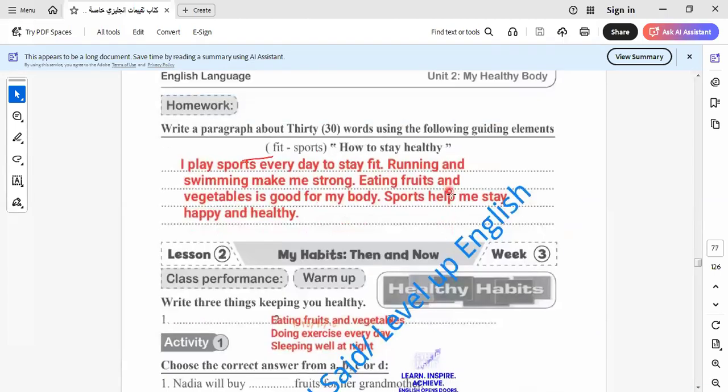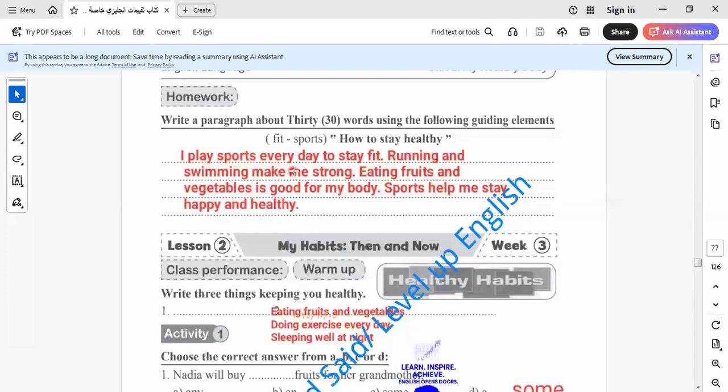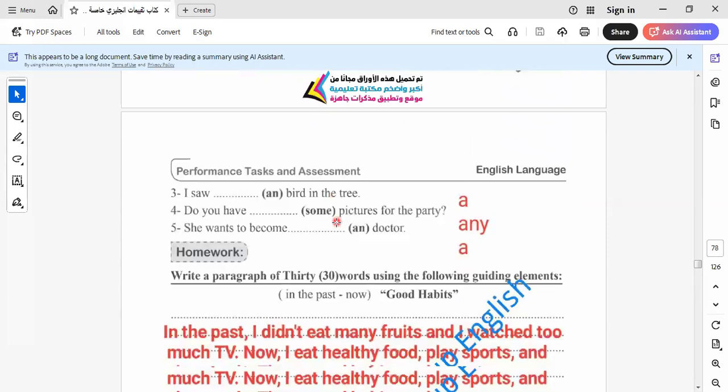Here is a paragraph. Let's do it together. This paragraph is about how to stay healthy. Let's read this paragraph and know more about this topic. Here we say, I play sports every day to stay fit. So this is the reason for playing sports. Running and swimming make me strong. Eating fruits and vegetables is good for my body. Sports help me stay happy and healthy. Okay.